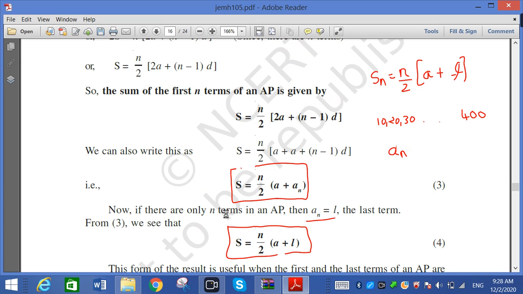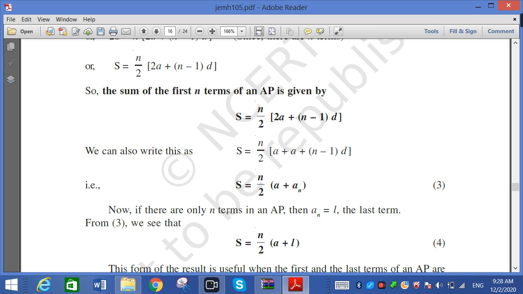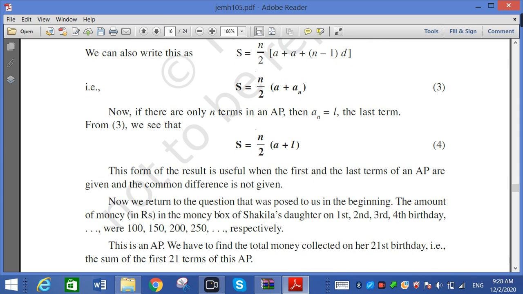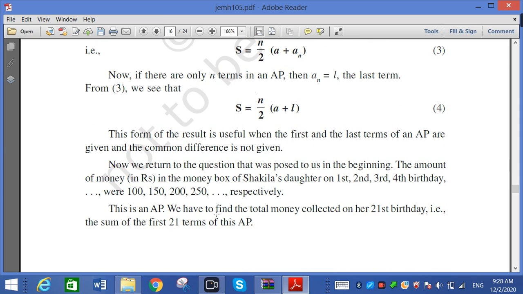Now if the sums are given, the difference of two sums, and we want to find the term, then there is one important formula: an is equal to Sn minus Sn minus 1. Means if the sums of two terms are given, that is if I get S3 and S4, then we can find a4 by using this formula.